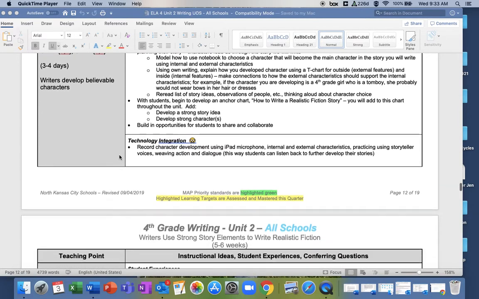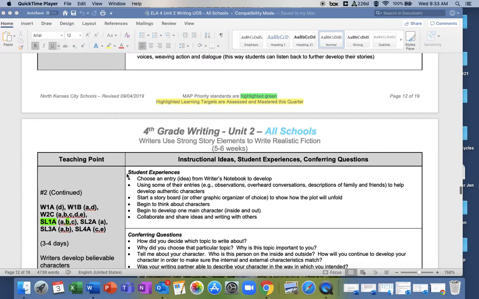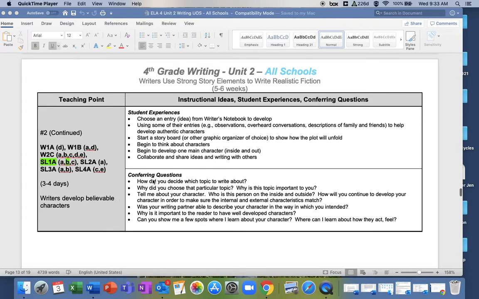Again, technology integration. Student experiences, what the students will be doing when they're working independently. And again, here are some more samples of conferring questions that lend themselves to this teaching point 2.